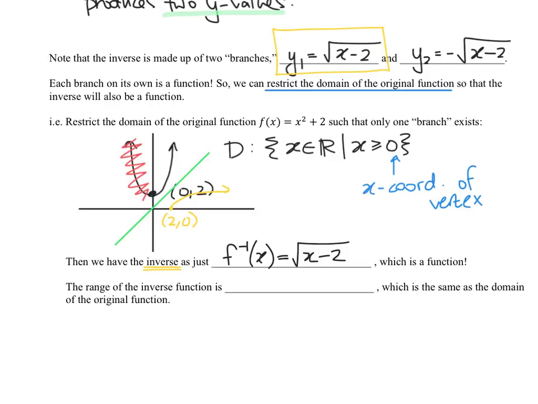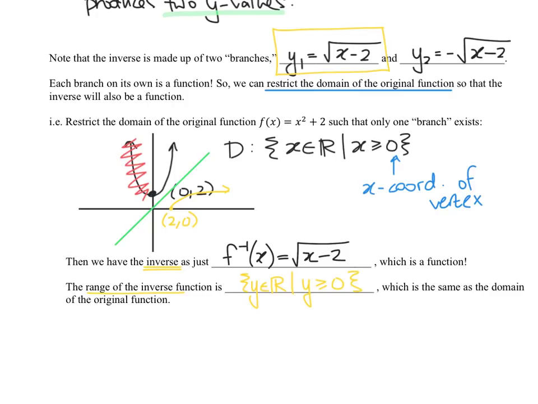Okay, and what that means is now the range of the inverse function is not any real number anymore like it used to be. It's now going to be y is a real number such that it is greater than or equal to 0, because it's just the domain of the original function, right? This domain becomes the range when you take the inverse. Everything switches, right? That's what we discussed yesterday.